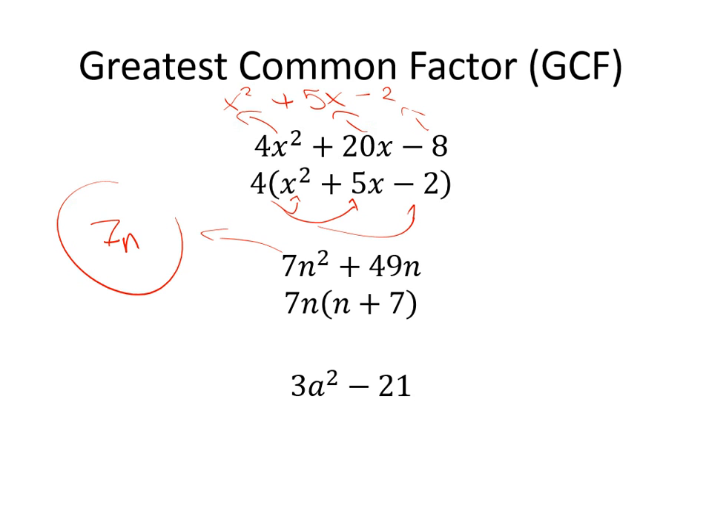Last one, the largest number we can take out is 3, leaving us with 3 times a squared minus 7. Okay. Now it's got to be taken out of every single part for us to call it the greatest common factor. If we can't take it out of every single part, we cannot remove it out of all of them.